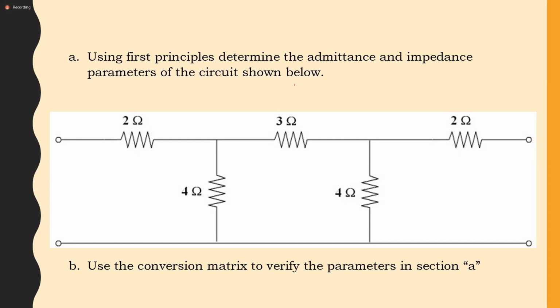But you said something about I2 being equal to 0. Yes. But when the currents are 0, you are looking at open circuit parameters, right? So it means that you would be finding the Z parameters. Yeah. So for Z11, I did V1 over I1. And with I2 equals 0, I had the 2 in series with 4, parallel 3 plus 4.